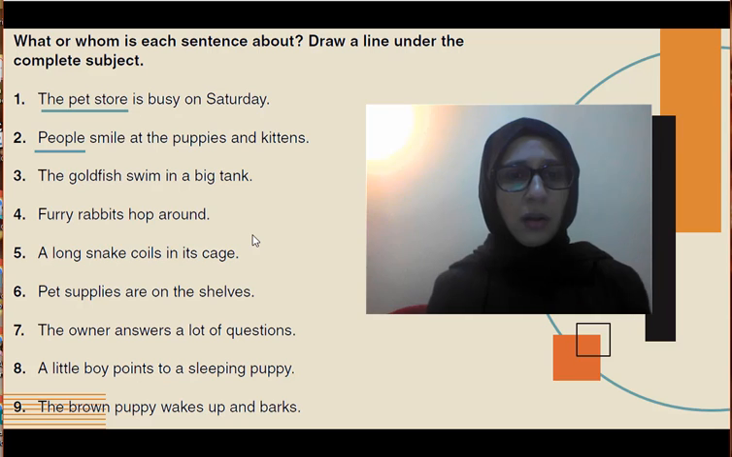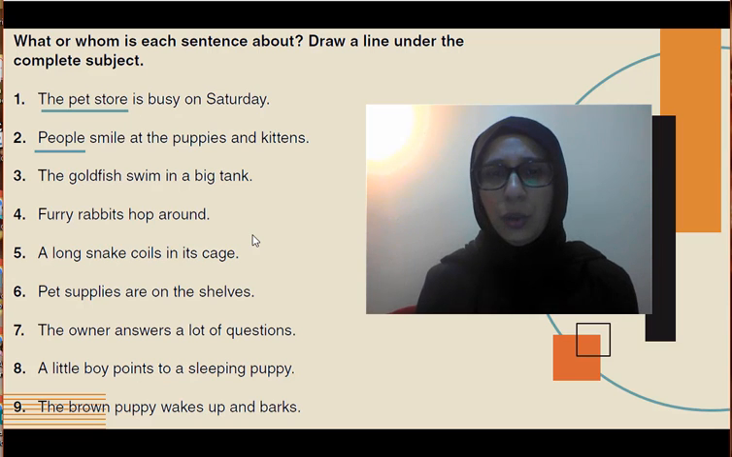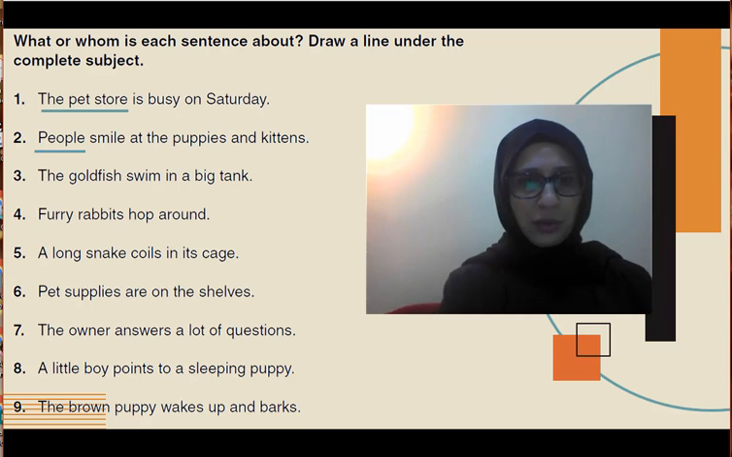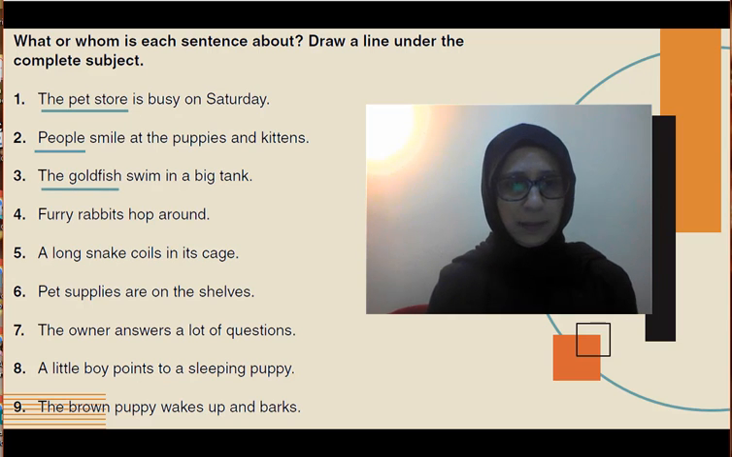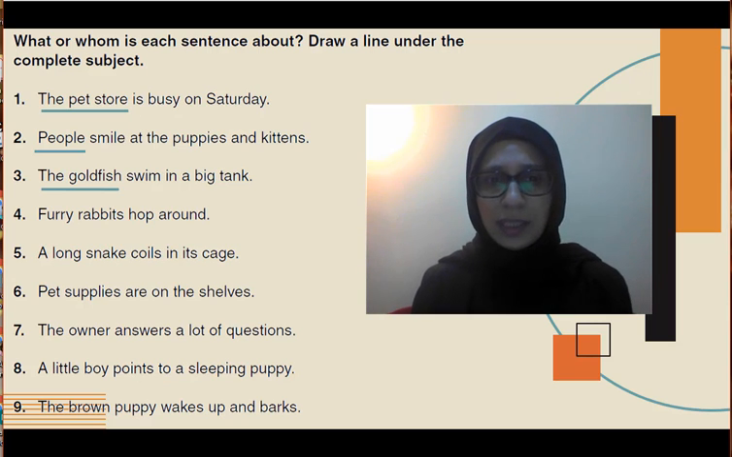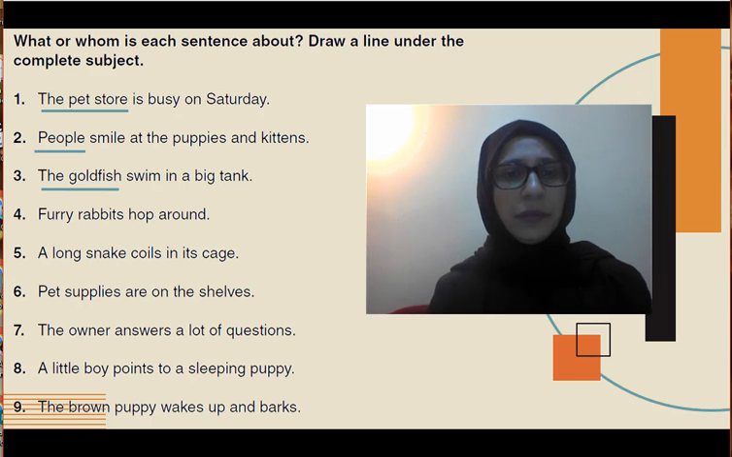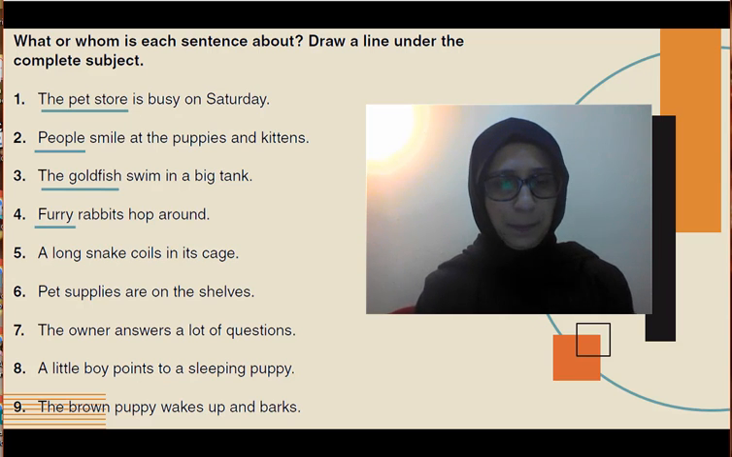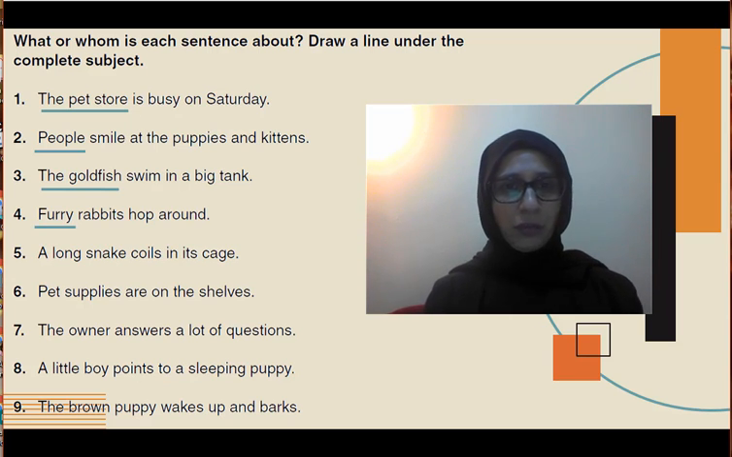Number 3, the goldfish swim in a big tank. Who is the sentence about? Who swims in a big tank? It is the goldfish. So this is my complete subject. Number 4, furry rabbits hop around. So who's the sentence about again? It's about furry rabbits. So this is the complete subject. It should be furry rabbits, okay?